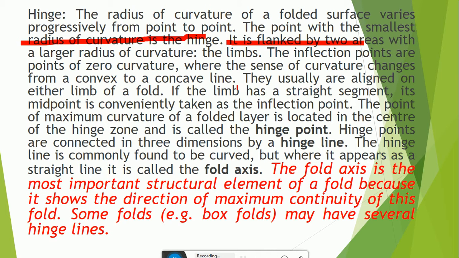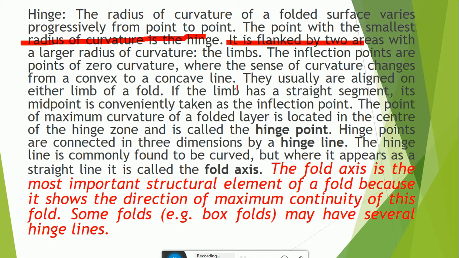The point of maximum curvature of a folded layer is located in the center of the hinge zone and is called the hinge point. Hinge points are connected in three dimensions as a hinge line. The hinge line is commonly curved, but where it appears as a straight line, it is called a fold axis. The line joining the points of maximum curvature and minimum radius of curvature is the hinge line.